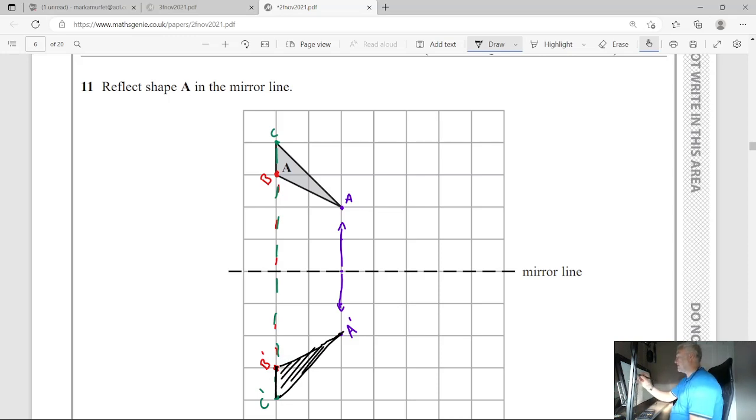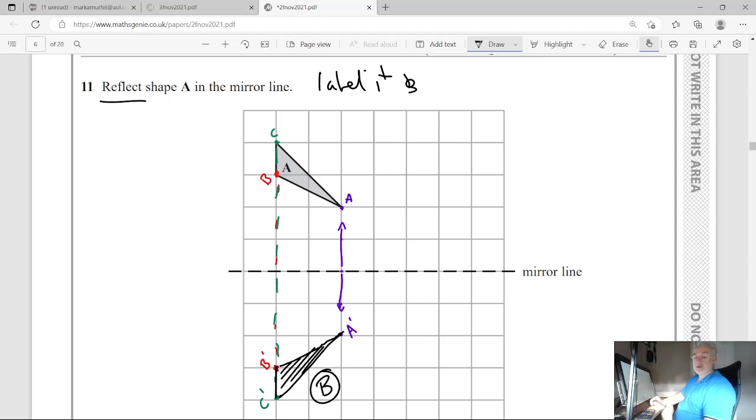Now, does it ask me to label it? On this one, it says reflect shape A in the mirror line. It just asks me to reflect it. Sometimes it will say label it B, and then I could label that shape B. If it asks you to label it, make sure you label it.